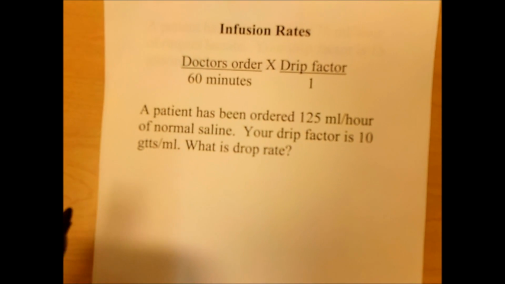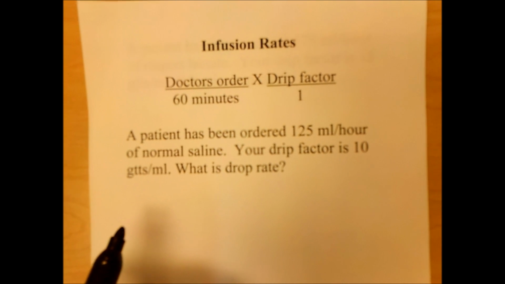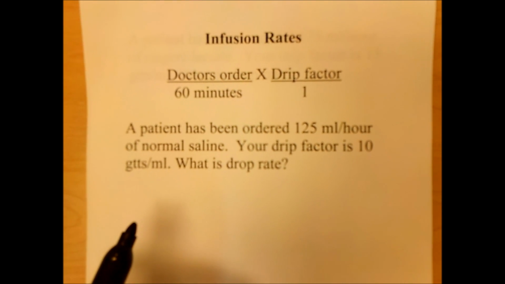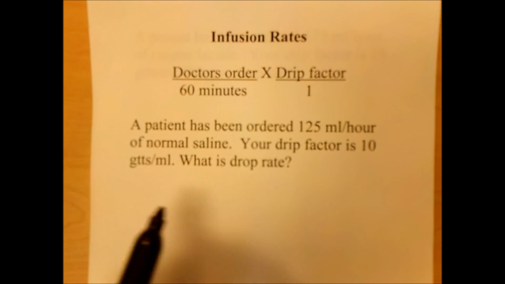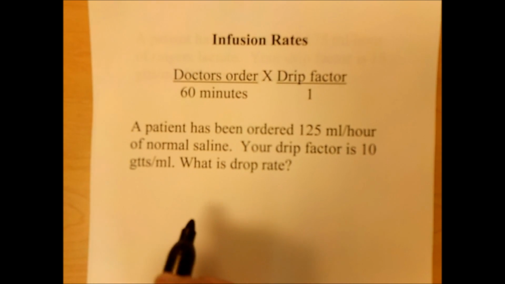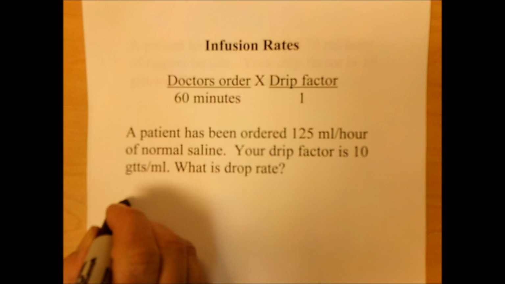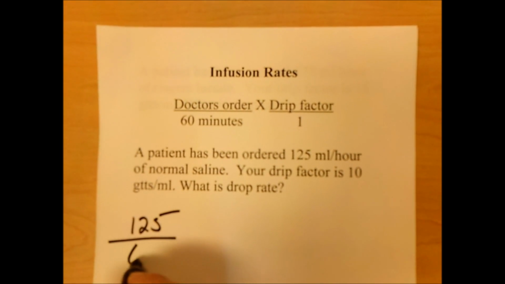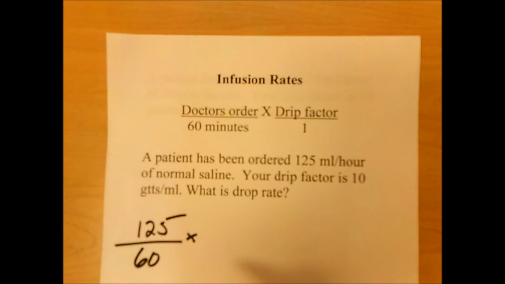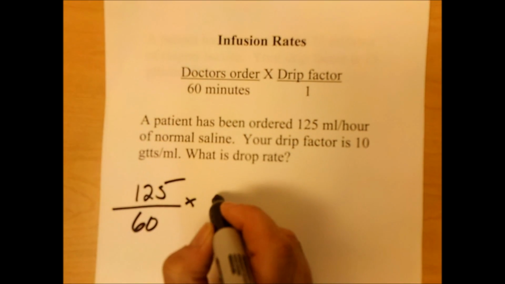Okay, so here's our first problem. A patient has been ordered 125 mils per hour of normal saline. Our drip factor is 10 drops per mil. What is our drop rate? Well, what has the doctor ordered? 125 over 60 minutes. And our drip factor is 10 to 1.